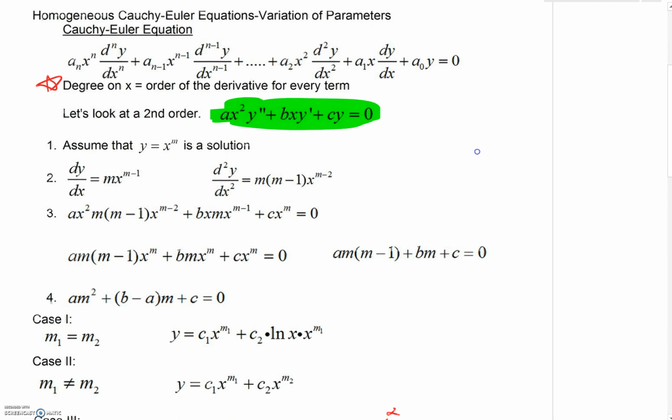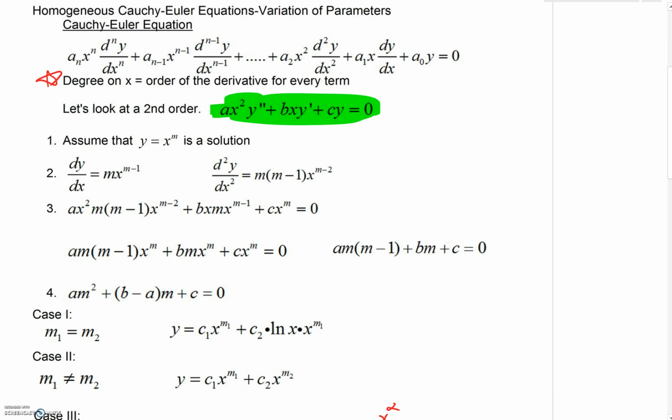Well, it's very much going to run parallel to how we were solving differential equations earlier when we were assuming that y equals e to the mx might be a solution. Today with the Cauchy Euler, we're going to assume that y equals x to the m is a solution. And hopefully you're going to see that this is actually a very reasonable assumption. You'll see why in just a moment.